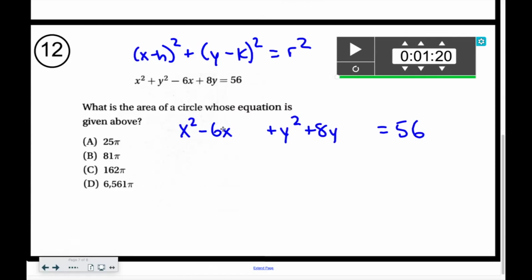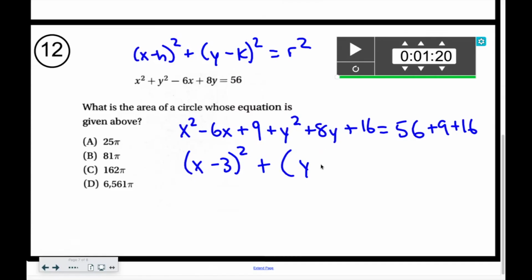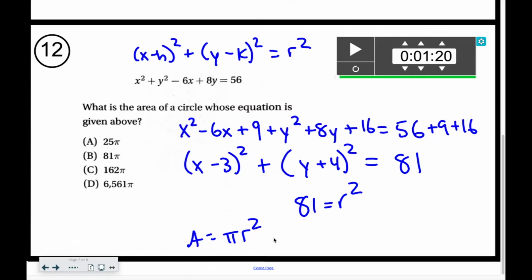And what I'm going to do is complete the square to get these perfect squares. So I group the x's together, and I'm going to take half of -6 and square it and get 9. And then I'm going to take half of 8 and square it and get 16, and then add those numbers to the other side to make sure I keep everything balanced. I'm doing the full problem here, and then I'll explain the shortcut. Then I do x minus 3 squared is this perfect square. And here I do y plus 4 squared is that perfect square. And then over on this side, I get 81. And then that 81 represents the r squared. And also, the area of a circle is pi r squared. Well, if r squared is 81, then I have 81 pi is the area.